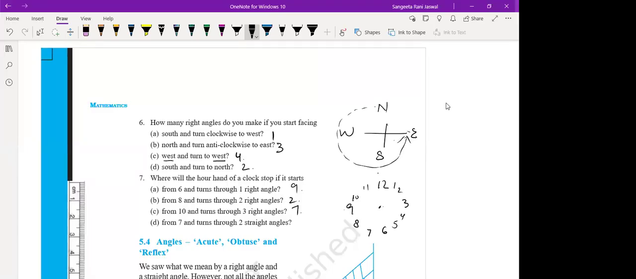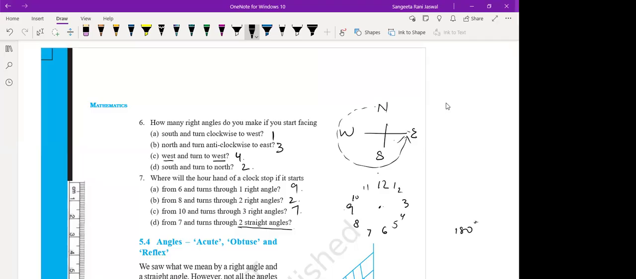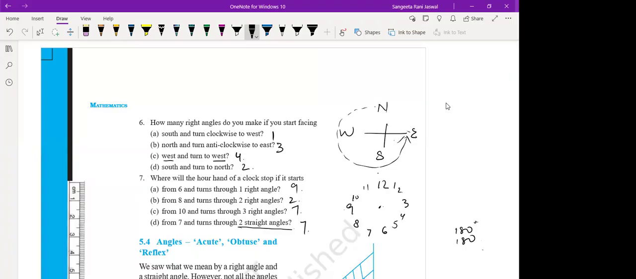What is 2 straight angles? One straight angle is 180 degrees, no? So 2 straight angles is 180 plus 180, a full revolution. So 7 only.